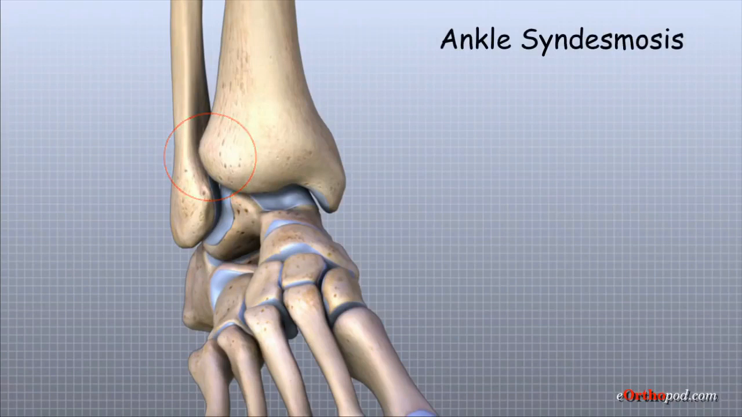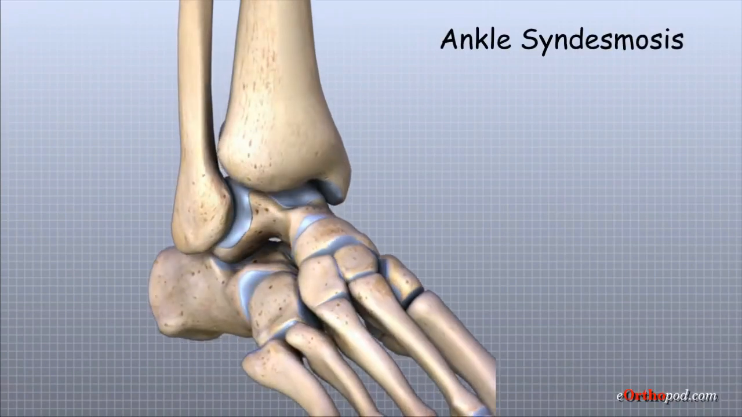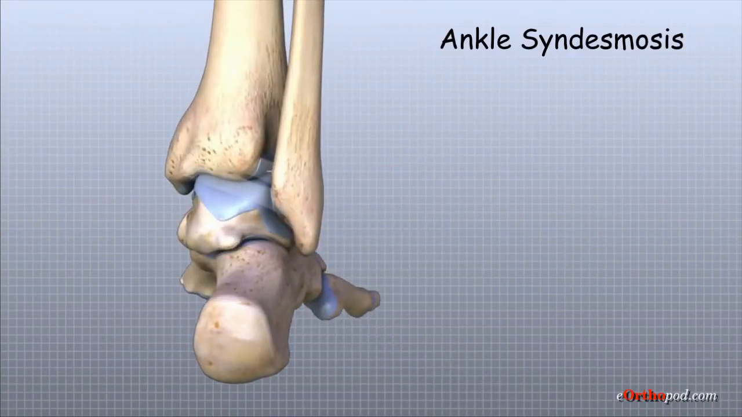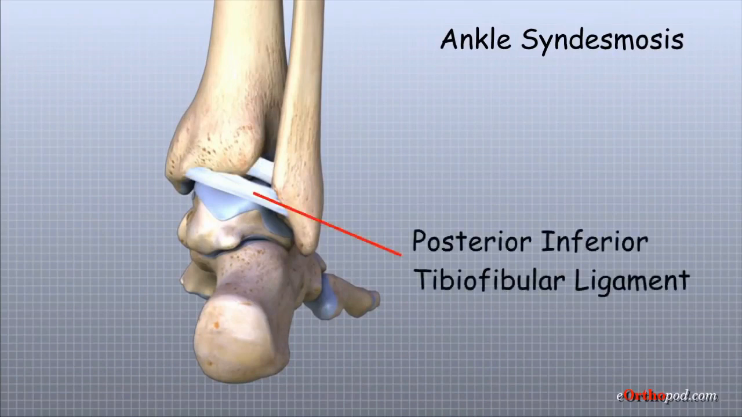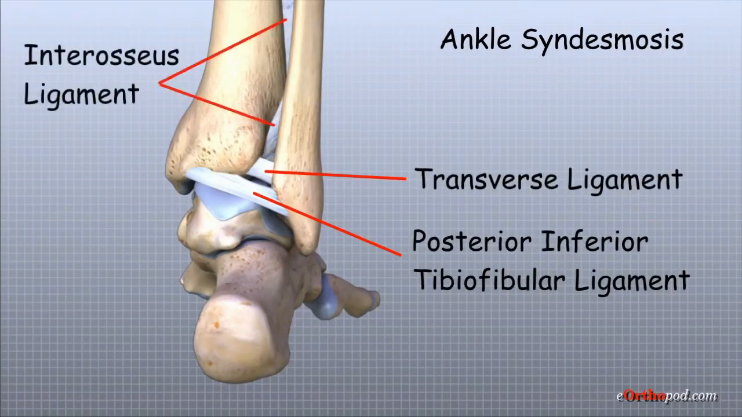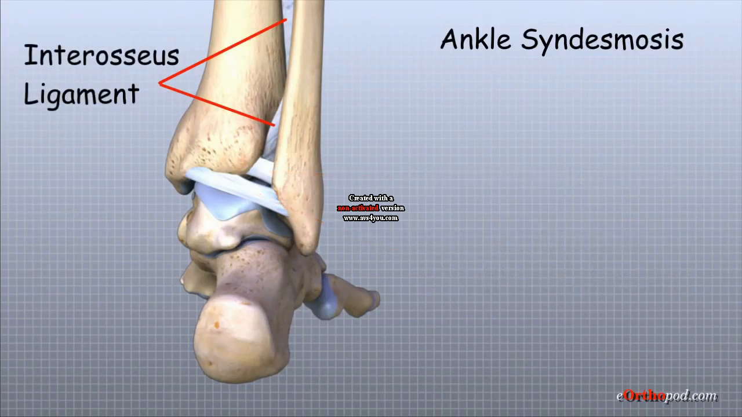3 main ligaments form the syndesmosis. The anterior inferior tibiofibular ligament connects the tibia to the fibula and crosses above the front of the ankle. The posterior fibular ligaments connect the tibia and fibula behind the ankle joint. These ligaments include the posterior inferior tibiofibular ligament and the transverse ligament. The interosseous ligament lies immediately between the tibia and fibula. Interosseous means between bones. The interosseous ligament is a long sheet of connective tissue that connects the entire length of the tibia and fibula from the knee to the ankle.